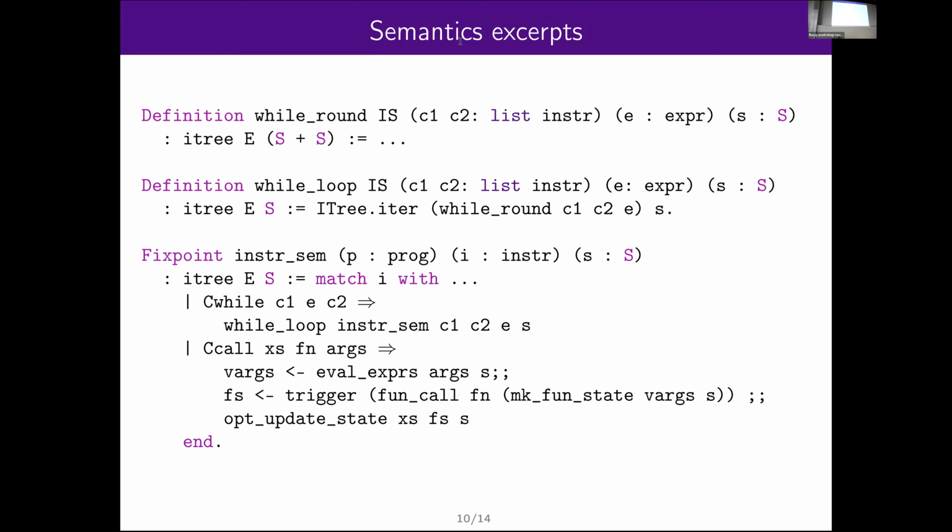Now, here's a semantic excerpt from the Jasmine code, more or less. And you see there's nothing really new with respect to existing semantics based on interaction trees. Here you can see the while loop. It uses the co-recursive iterator, which is provided by the I3 library. And you can see the function call event, which is triggered and then interpreted by the co-recursive interpreter.